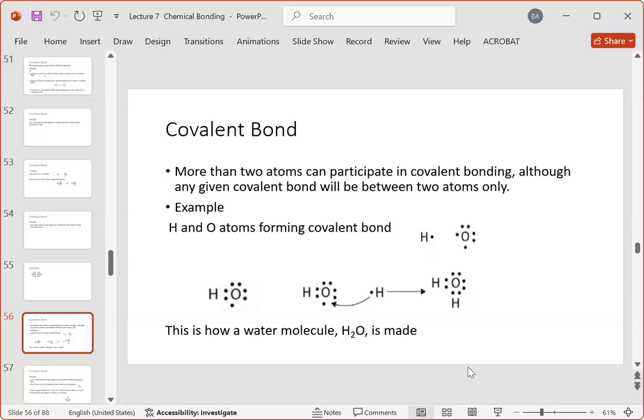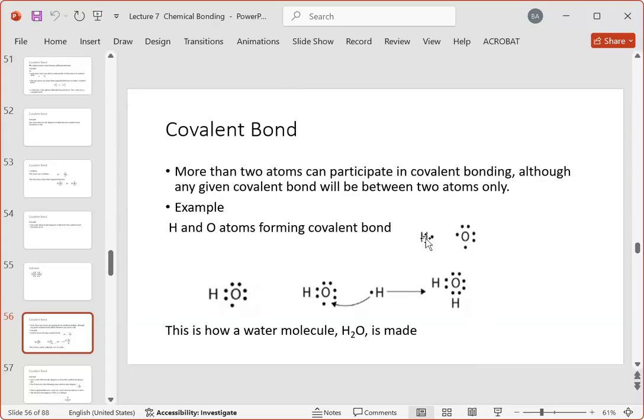But once it bonds with the one hydrogen, it still has one more, and hydrogen just needs two. So when one hydrogen bonds with the oxygen, the oxygen will have seven. So it hasn't satisfied its octet. Then you need one more hydrogen to also bond with it. So then it will satisfy its octet, and hydrogen also satisfies its octet.